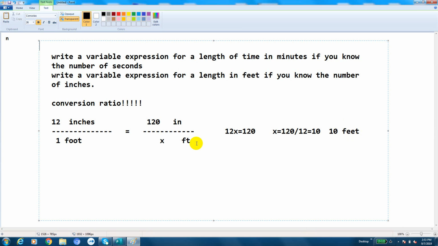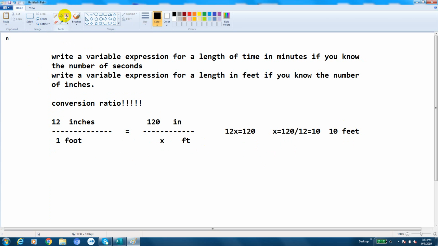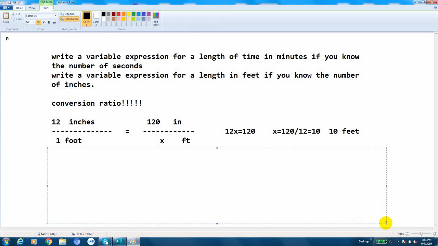So let's do a problem related to your homework. Let's do, we're having a problem with the text stuff. No problem. Okay, so let's do the one: write a variable expression for a length of feet if you know the number of inches. It's a ratio problem.